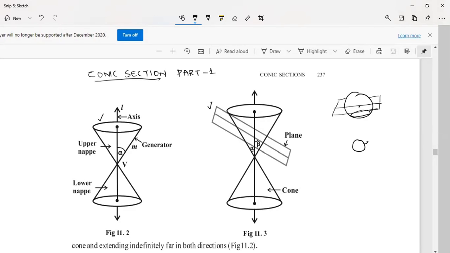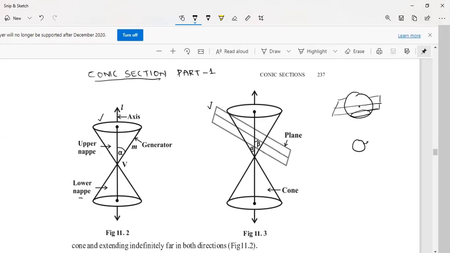Before that, we should know what the main things are here. This is called a double napped cone, because it has two naps. One is upside down and one is straight. That is called the upper nap, and this is called the lower nap. Got it? You just have to think about the 3D diagram. This line which passes from the vertex to the base and up to the top of the upper nap is called the axis of the cone.